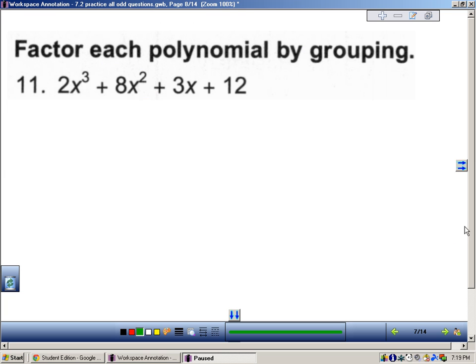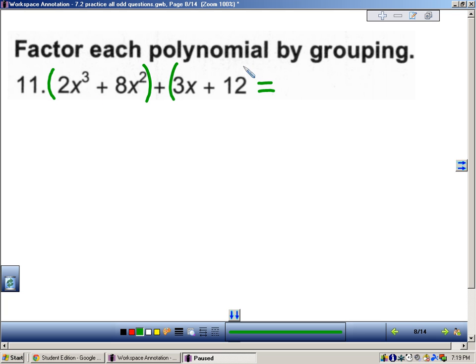Look at the next question. Factor each polynomial by grouping. So we're required to group, so let's take the first two terms here and group these together. And the way I'm going to do it is I'm going to kind of cheat. Not going to rewrite it. I'm just going to squeeze in my parentheses.